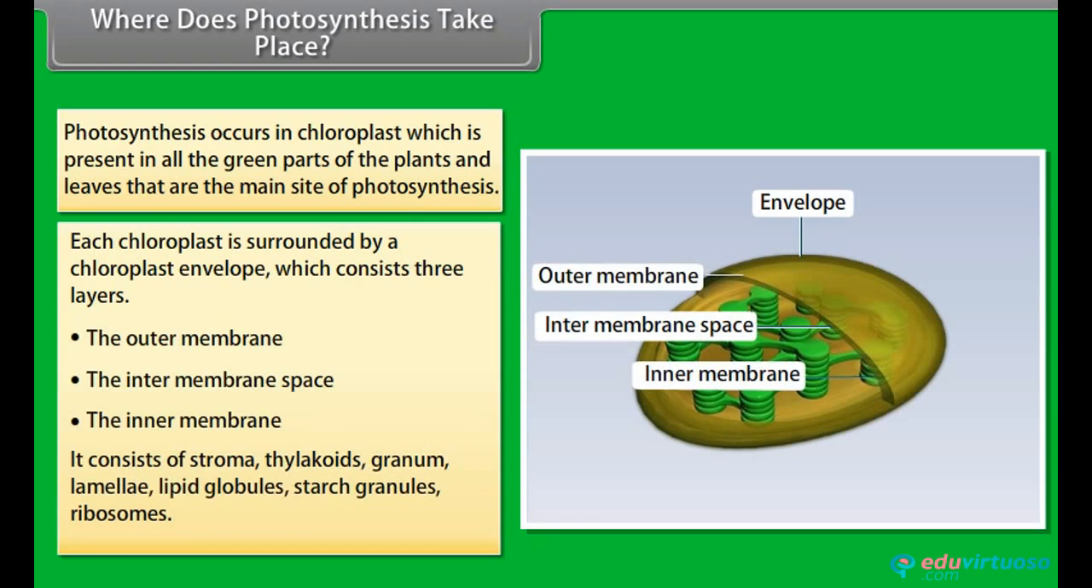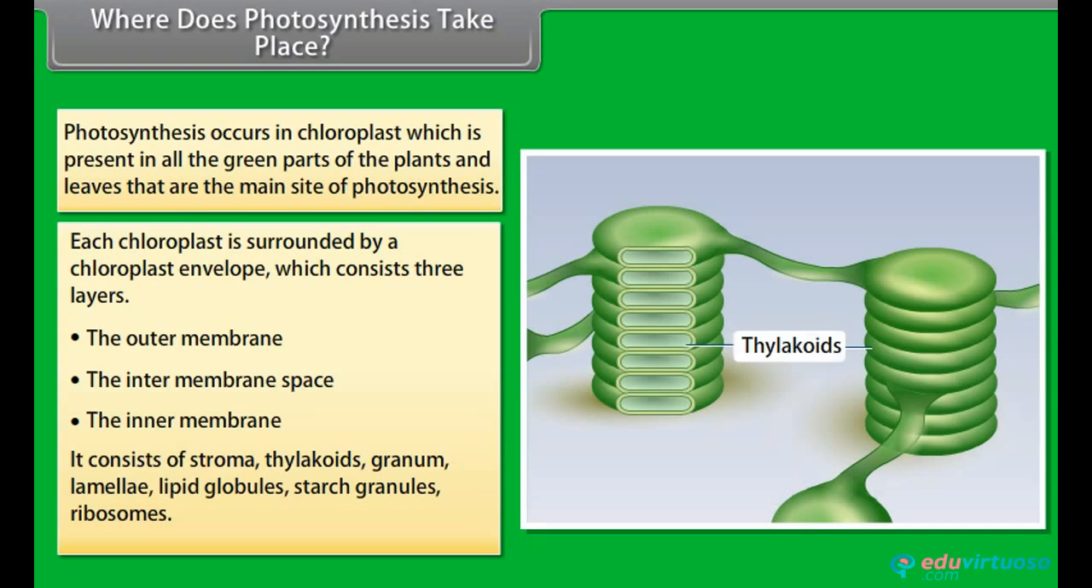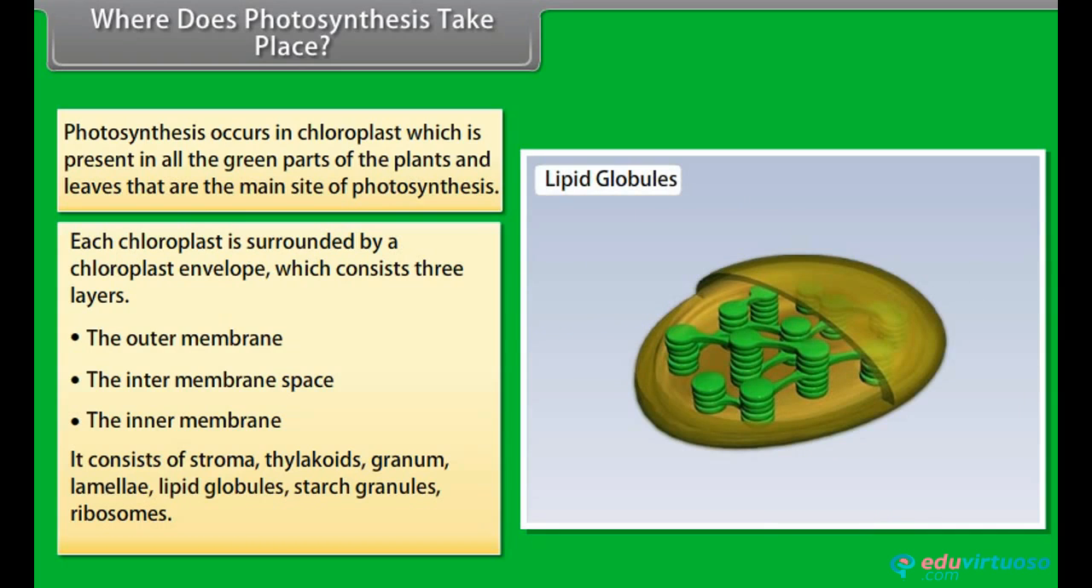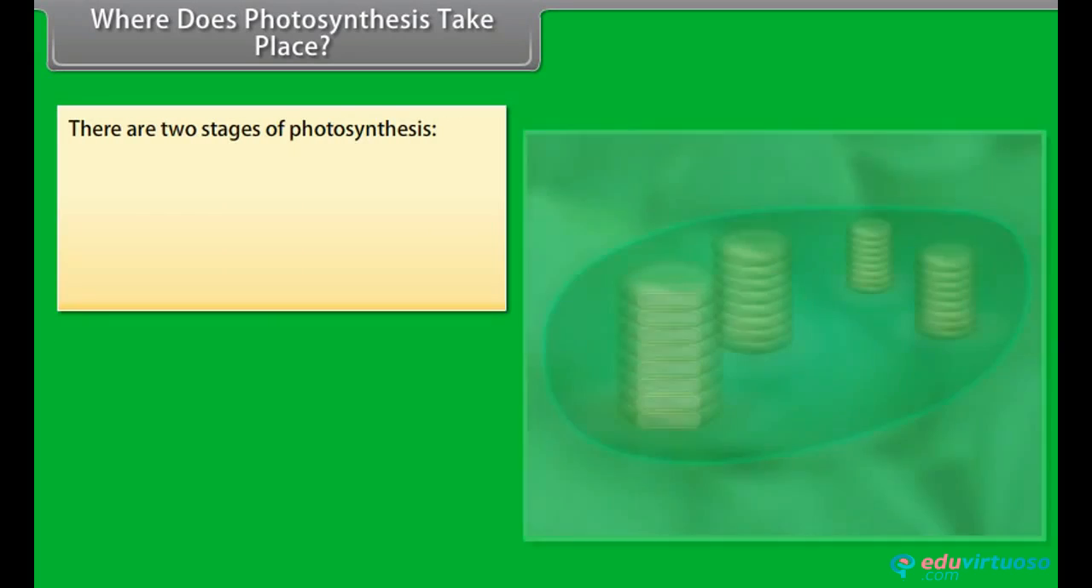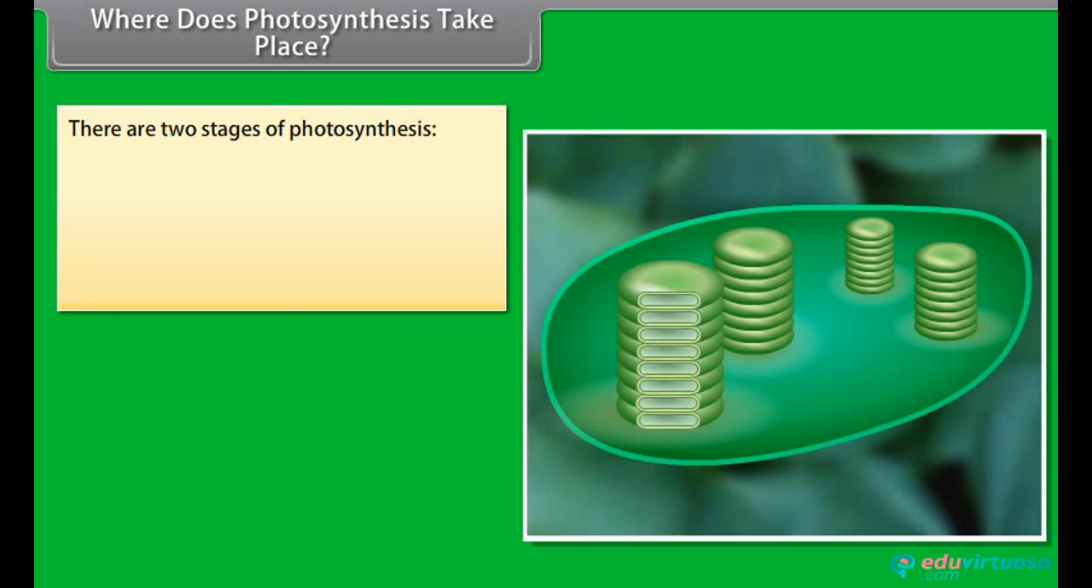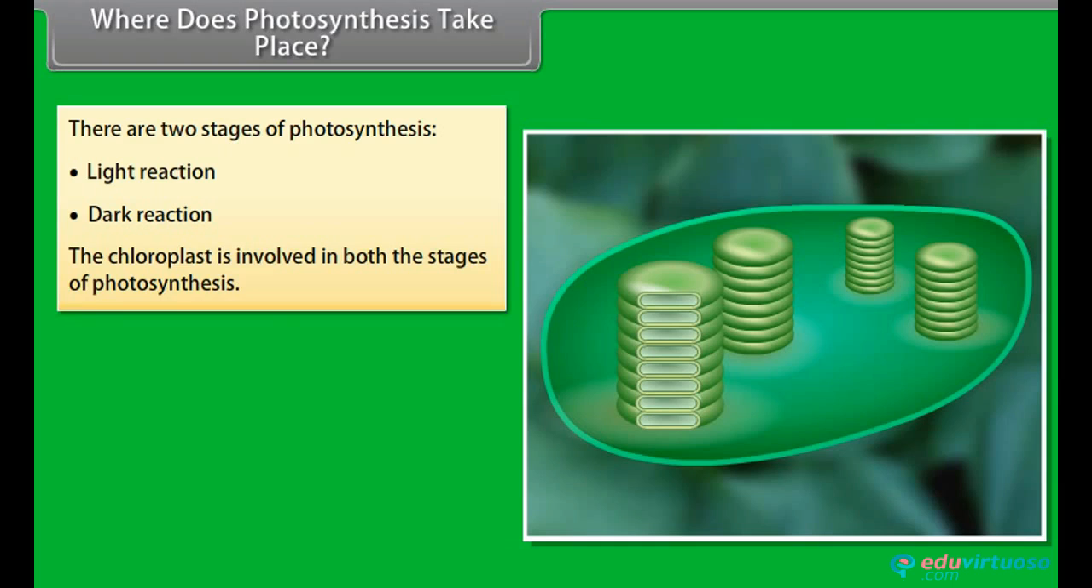It consists of stroma, thylakoids, granum, lamellae, lipid globules, starch granules, ribosomes. There are 2 stages of photosynthesis. The first stage is light reaction and the second stage is dark reaction. The chloroplast is involved in both the stages of photosynthesis.